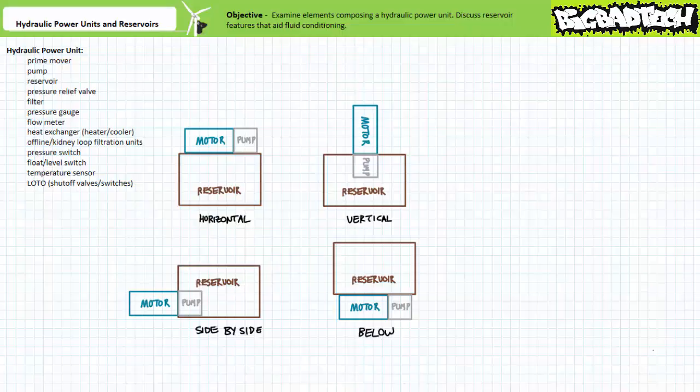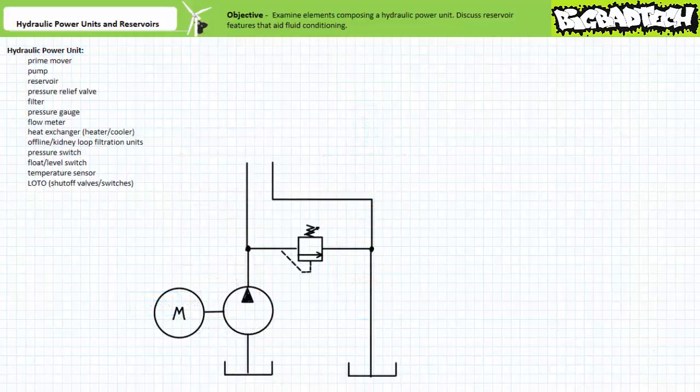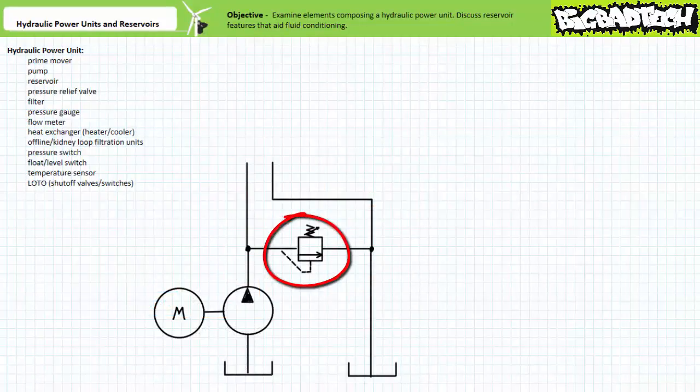These various mounting schemes can influence the degree of aeration experienced in the suction line, with those pumps mounted to the side or underneath experiencing less should it occur. Aeration, if you recall, is the unintended introduction of air into the suction line of a pump. Hydraulic power units often include integrated pressure relief valves that may or may not be adjustable.